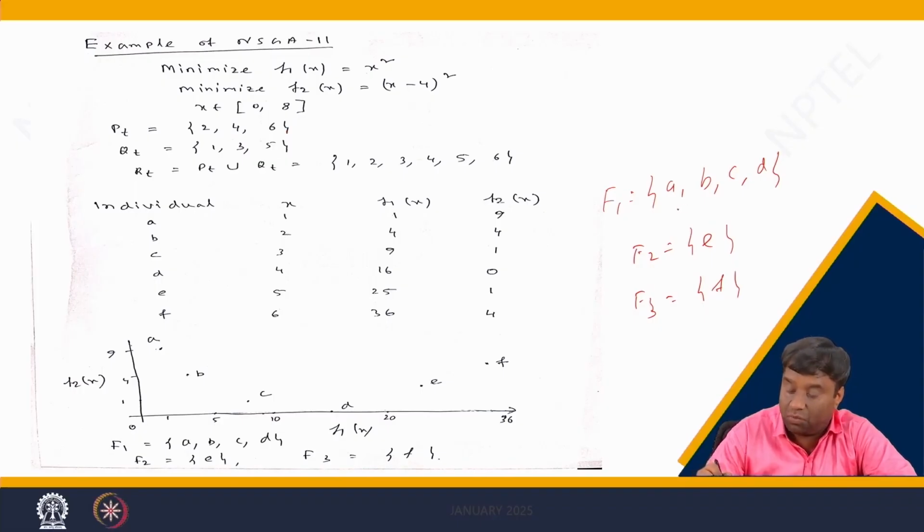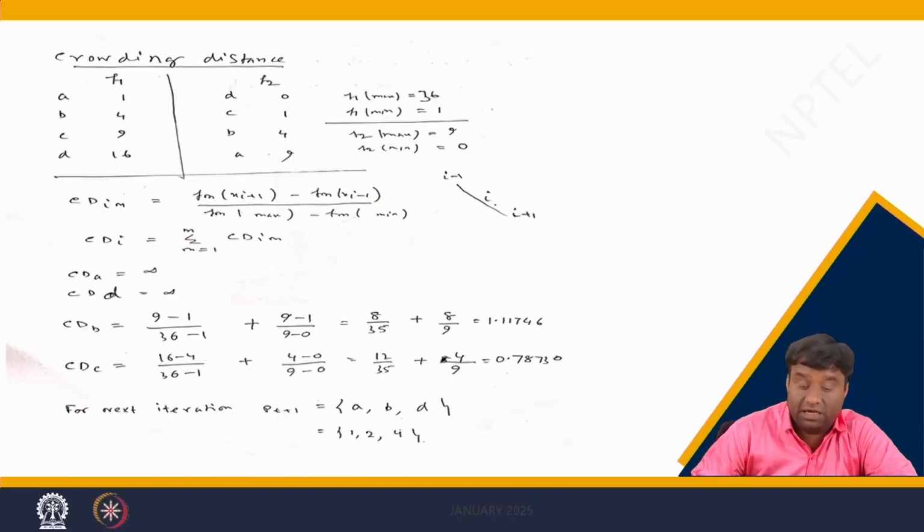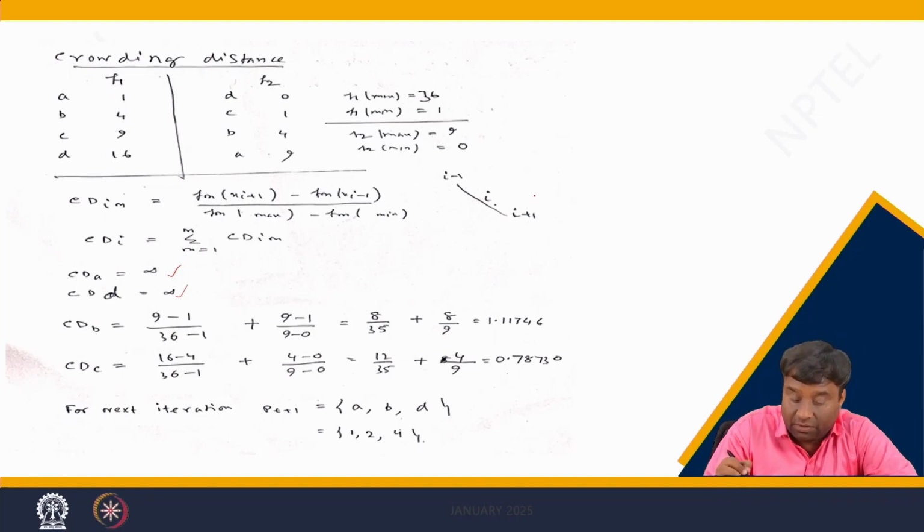So at front 1 itself, we need to do the crowding distance. So now we are doing the crowding distance mechanism. Here for F1, A, B, C, D. So the order is 1, 4, 9, 16, and for F2 it is D, C, B, A. So at boundary point A and D, the boundary, the crowding distance is already infinite, because here it is i minus 1, i plus 1.